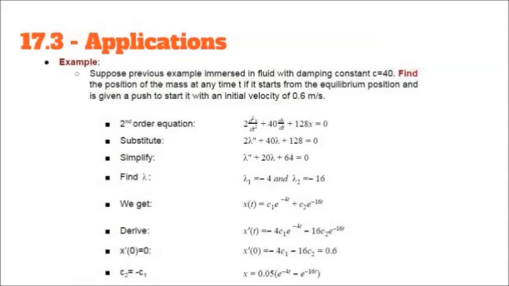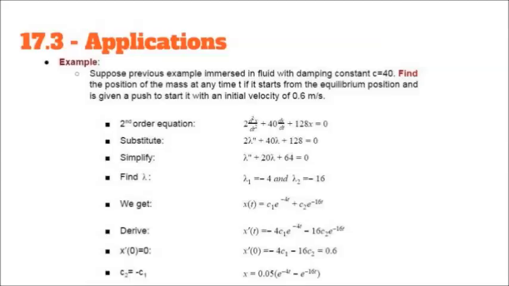Suppose in the previous example, the spring is immersed in fluid with a damping constant c equal to 40. Find the position of the mass at time t, if it starts from the equilibrium position and is given a push to start with an initial velocity of 0.6 meters per second. So we use the second order equation, 2 d²x over dt² plus 40 dx over dt plus 128x is equal to 0.